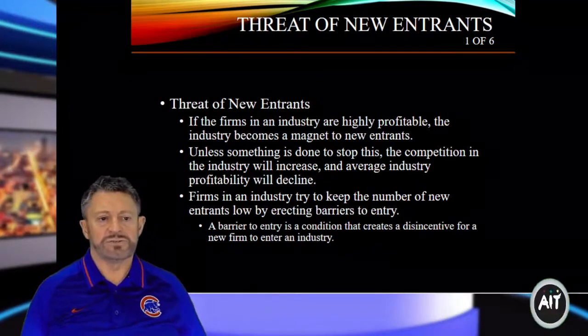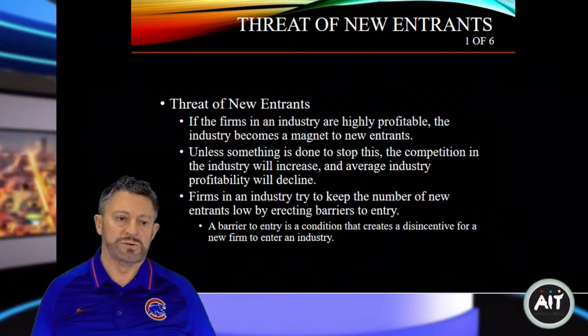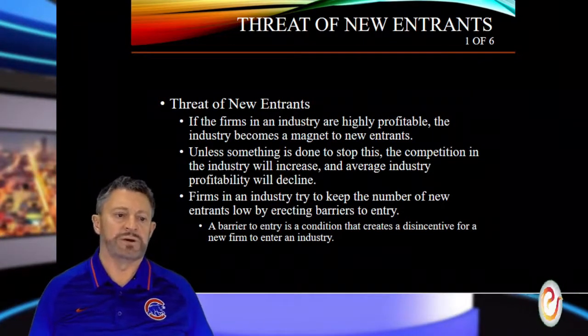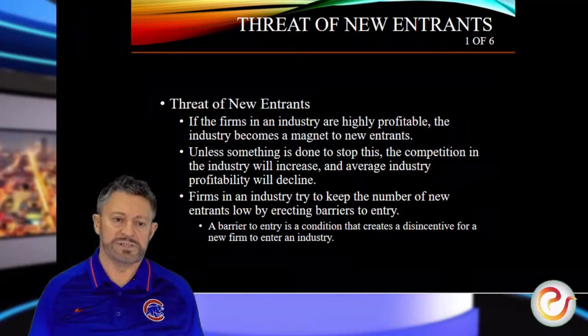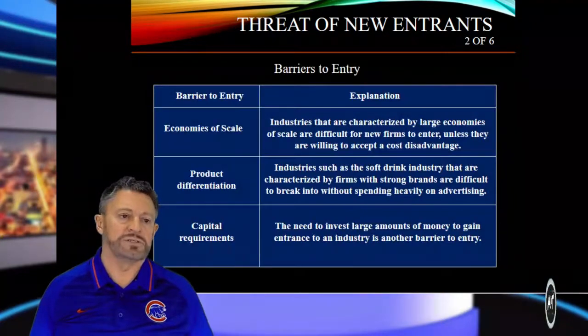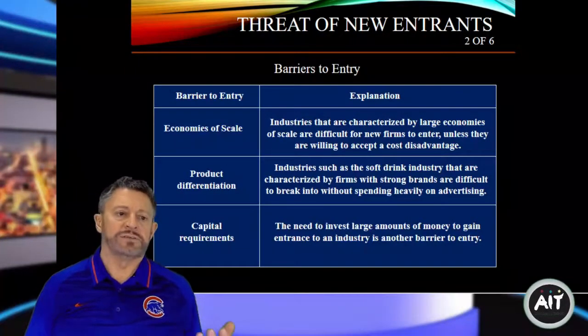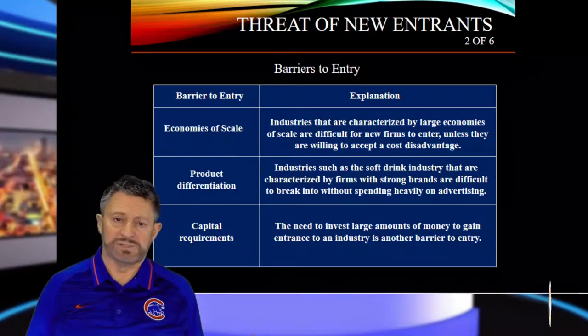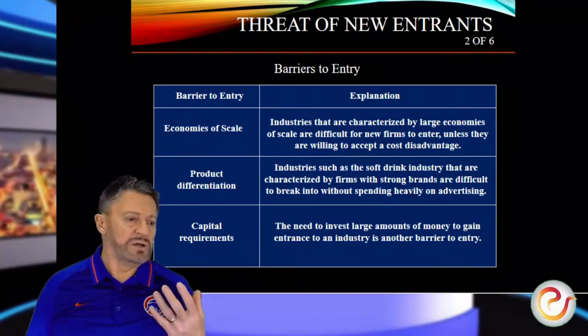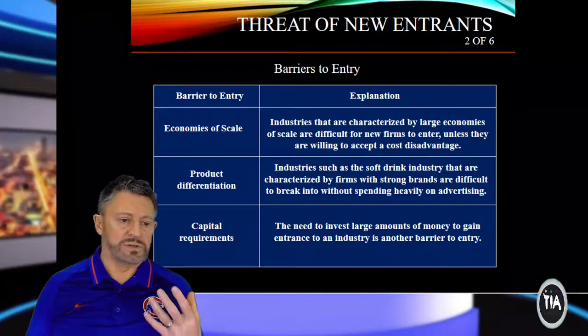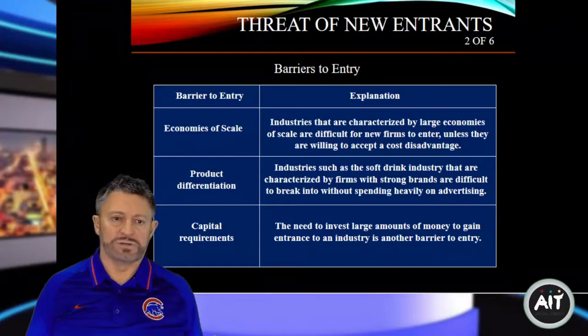So firms in an industry try to keep the number of new entrants as low as possible by erecting barriers. So a barrier to entry creates a disincentive for the new firm. So try to stop them coming in. So what are the kinds of barriers? The economies of scale, which I just mentioned there, large industries with huge capital investment and so on, the economies of scale.